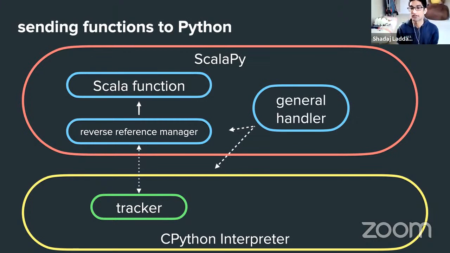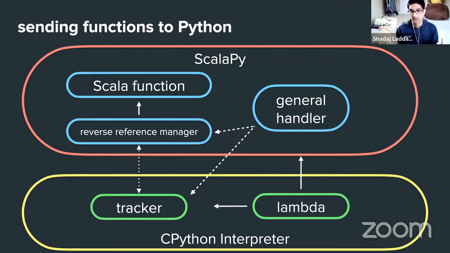Then we create a general handler. When you're creating a lambda in Python, you have to create it using just a regular C function pointer, which means that we need a static function. We can't have anything that's dealing with closures to pass in as that C function pointer. So we create this general handler for all converted lambdas. This general handler will look up what its own tracker is, pull that from the reverse reference manager, and call the associated Scala function. And so when we create our final lambda, which is the result of this conversion, the lambda will be implemented by the general handler, but it will also store the tracker under the hood so that when the lambda is called, this tracker can be looked up and then the original Scala function can be looked up.